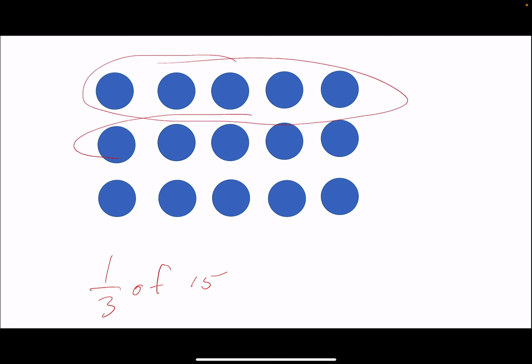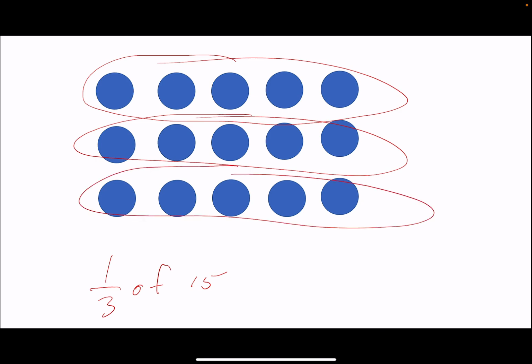Now we have 15 dots here. How would I find one third of 15 dots? Okay, so what I can do is divide the group of dots into 3 groups. All right, so if I have these 3 groups now, how would I find a multiplication or a division problem? So from this, if I have 1/3 of 15, I already know that the answer is 5, right? Because 1/3 of 15 is 5.